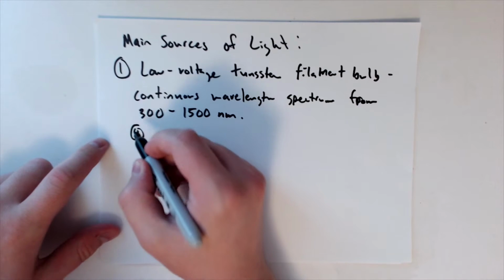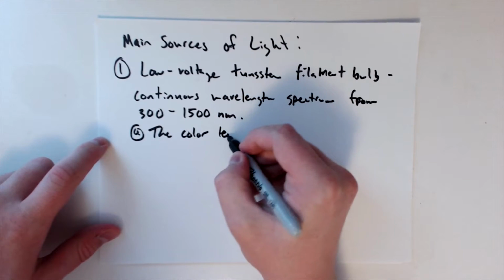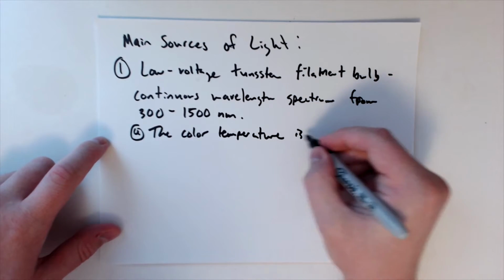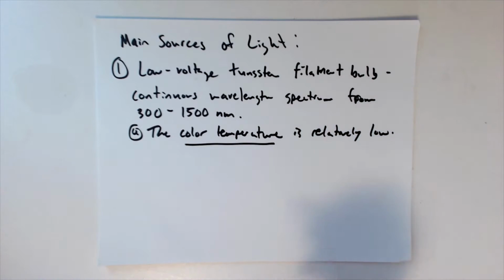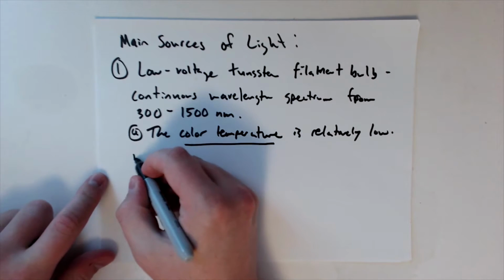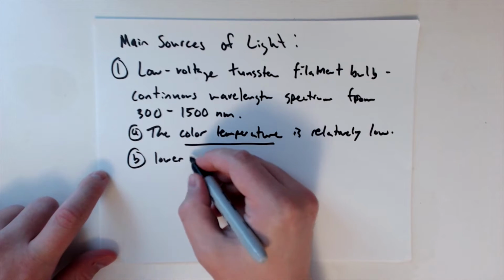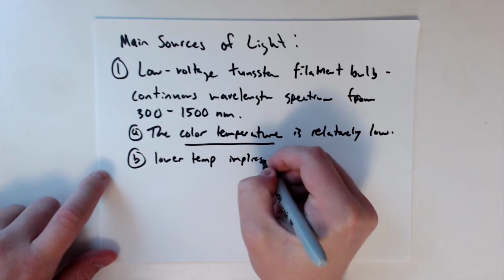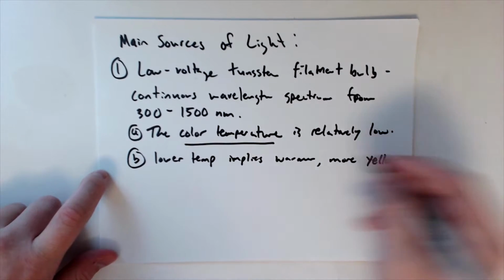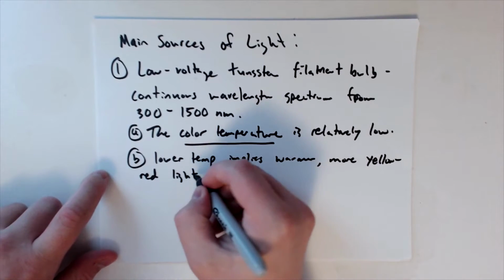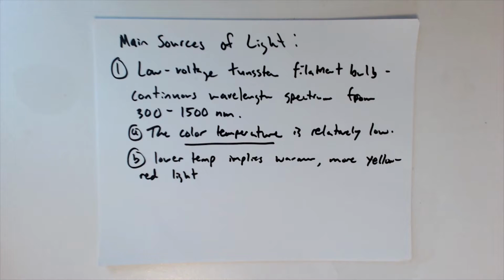So some other characteristics of this: the color temperature is relatively low. So what I mean here by color temperature is that when we talk about color temperature, a lower temperature implies, so let me just expand on that a little bit, lower temp implies warmer, more yellow, red light. So basically, that temperature kind of talks about the types of light that are favored. So in this case, a lower temperature implies warmer, more yellow, red light.